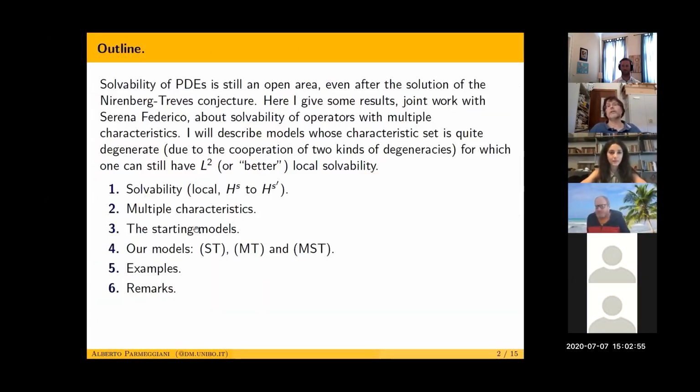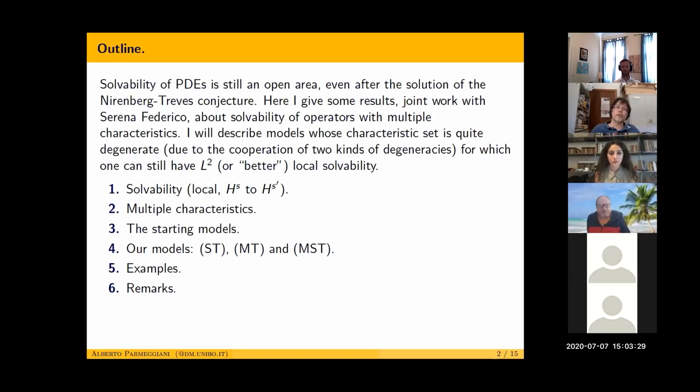All right, so here is the outline of my talk. I just want to say that solvability of PDEs is completely open, okay? Even though the Nirenberg-Treves conjecture was settled relatively recently by Nils Dencker, based on work by Nicolas Lerner, there are plenty of classes of differential equations that are not under control.